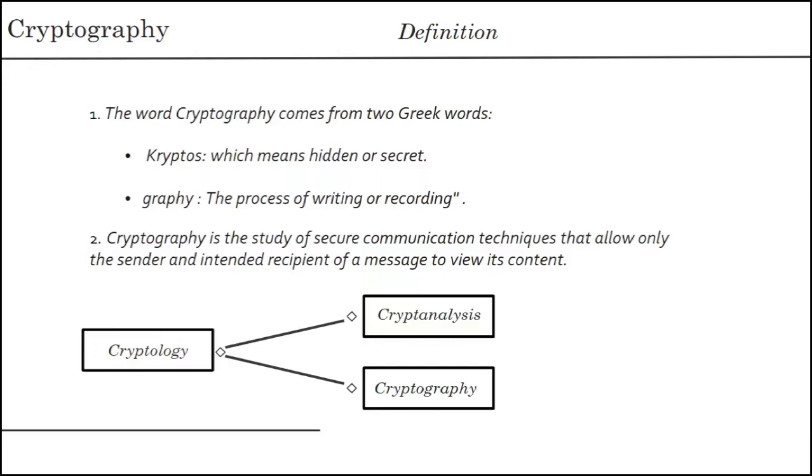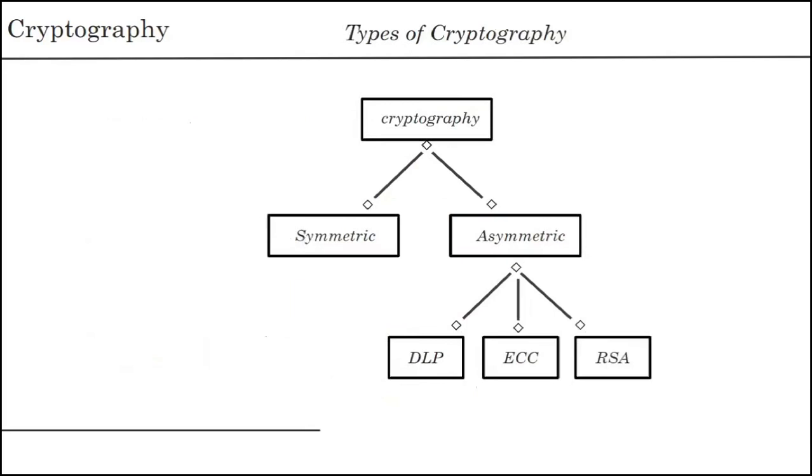Cryptography in itself is a sub-branch of cryptology alongside cryptanalysis. Today, we will have an overview of cryptanalysis and a general introduction of cryptography. Cryptography itself has two main types, which are symmetric and asymmetric.